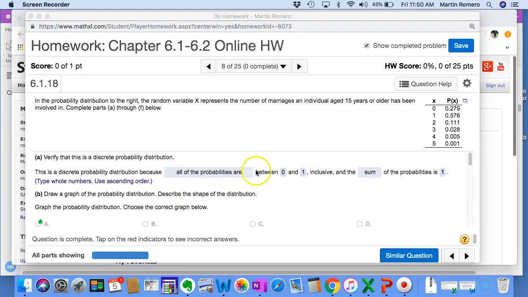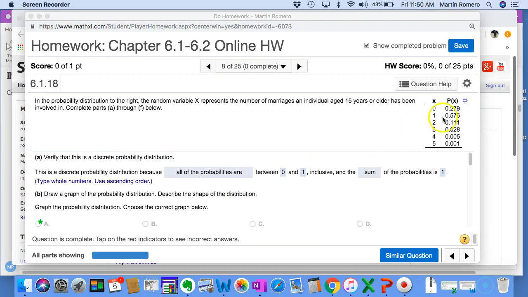And so this is a probability distribution because, one, it's showing you a table of values that shows you the likelihood of these events, and that again is the number of marriages an individual has. That's what X represents. And again, the sum of this equals 1. If you want to verify that, you could do that. All the probabilities are between 0 and 1. And so that's a probability distribution.